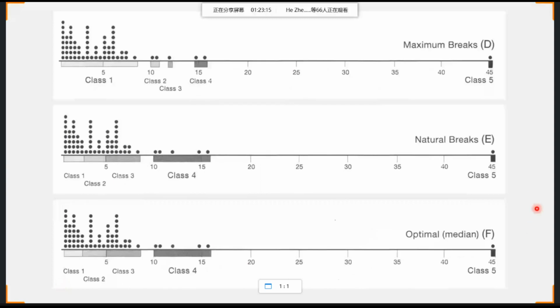And the last 3, you have the maximum breaks, natural breaks, and the optimal median, an optimal method based on median. There are other ways to do it. I've just introduced this easiest version and the most common. And you see there are nearly no differences here in the classification. So it's very similar. And there is only a smaller difference between maximum breaks and natural breaks.